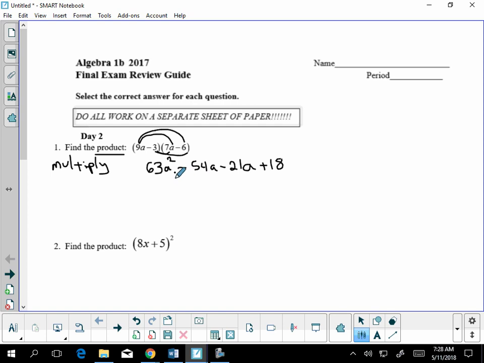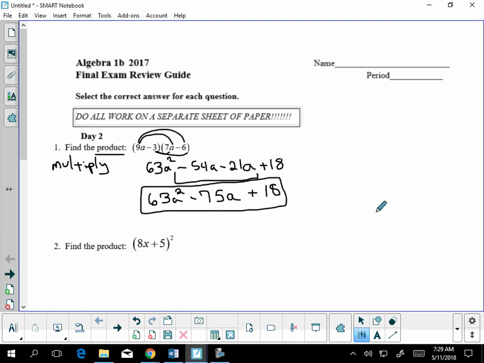And then you're going to go ahead and combine your like terms, and you get 63a squared. And if you're a little iffy on your positive and negatives, use your calculator. Negative 54 minus 21 is going to give you negative 75a plus 18. And that is going to be your final answer.